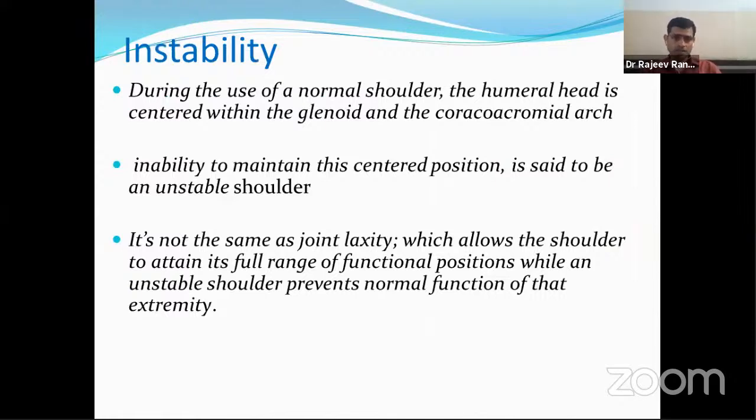And so what is instability? During the use of a normal shoulder, the humeral head is centered within the glenoid and the coracoacromial arch. Inability to maintain this centered position is called instability of the shoulder. But it's not the same as laxity of the joint, because laxity allows the joint the full range of functional positions, while an unstable shoulder prevents the normal function of that extremity. So in laxity, the normal function of the joint will be maintained, but in instability, the full functional range will not be possible for that joint.